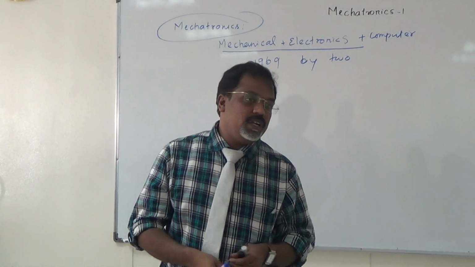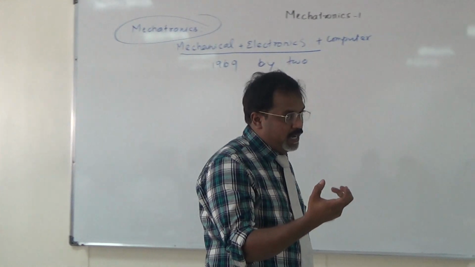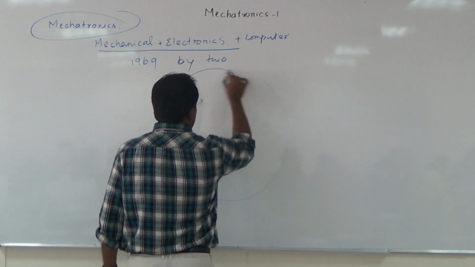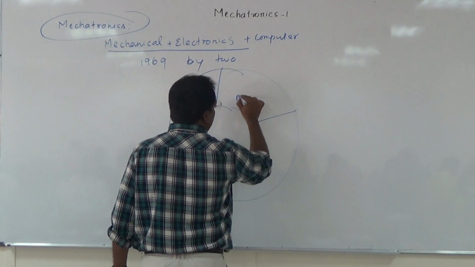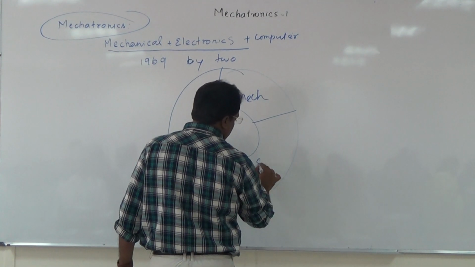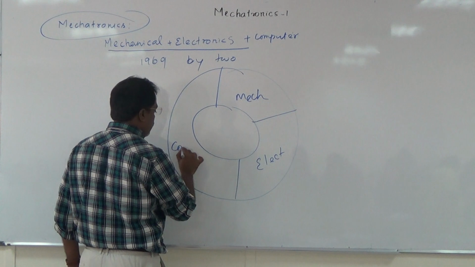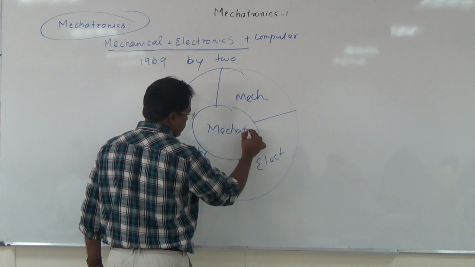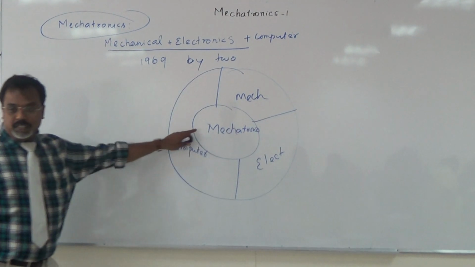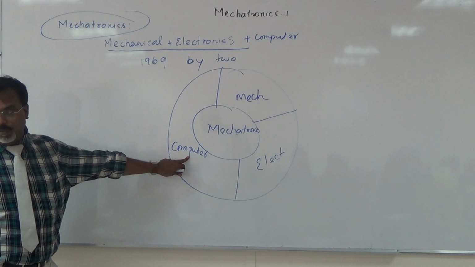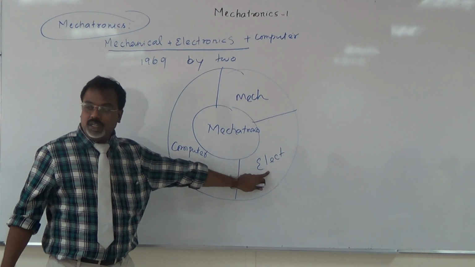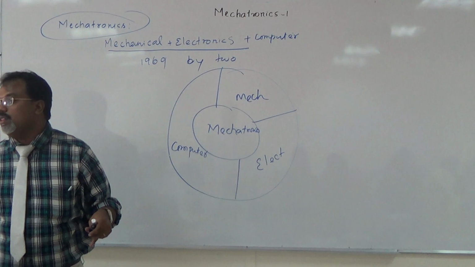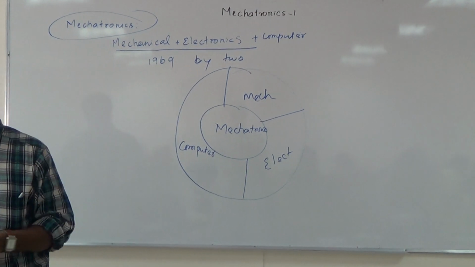So all the development in information technology, mechatronics has adopted, and that's why mechatronics is the combination of mechanical, electronics and computer. This is mechanical, this is electronics, this is computer. This is giving mechatronics. In mechatronics technology, 33.3% computer, 33.3% electronics, 33.3% mechanical. Without all these things, we cannot build one mechatronics system.